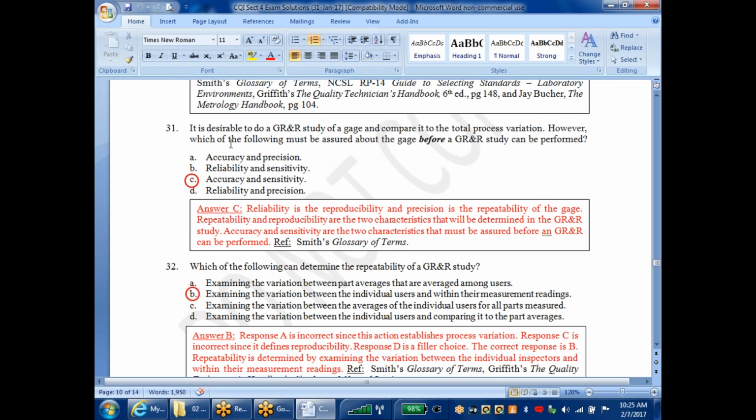31, it's desirable to do a GR&R study of a gauge and compare it to the total process variation. However, which of the following must be assured about the gauge before conducting that GR&R study? And you would find that in the glossary as well, and that's accuracy and sensitivity. You need to know that before you do the GR&R.